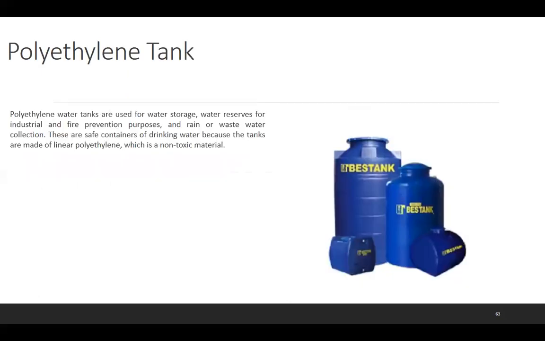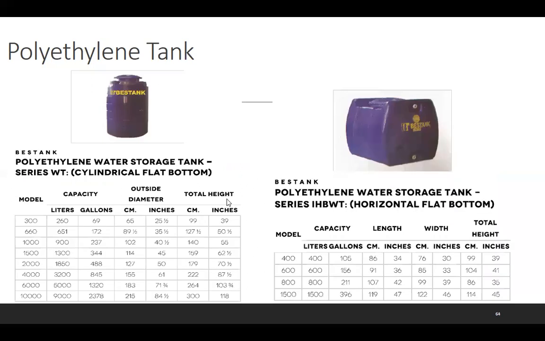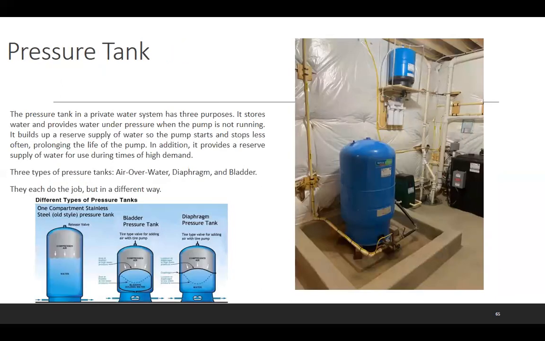Polyethylene tank. So ito, meron din ito. Pamatagalan. Polyethylene water tank are used for water storage, water reserves for industrial and prevention purposes, and rain or waste water collection. These are safe containers of drinking water because the tanks are made of linear polyethylene, which is non-toxic material. Vertical and horizontal. Ito yung mga dimension niya. Capacity.